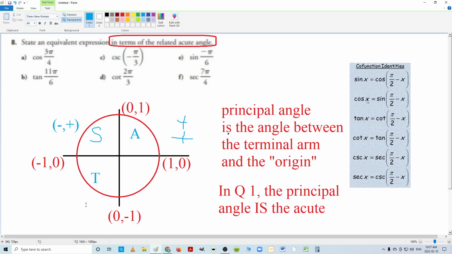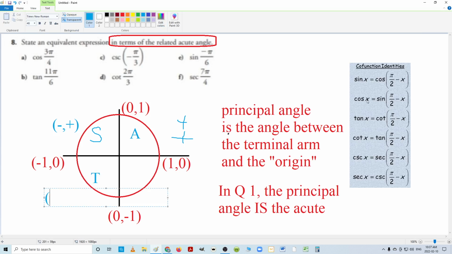When I get down here to tangent, I just showed you all my x values are negative and my y values are negative, which means my sine and my cosines are going to be negative, but when I divide them for tangent, I'm going to get a positive.